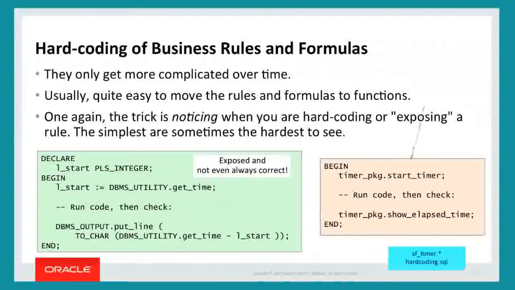So here's what I do. I build these packages, like my timer package, and I say start the timer, run my code, show the elapsed time. In other words, I hide it behind an API, a programmatic interface. Now, why would I do that?